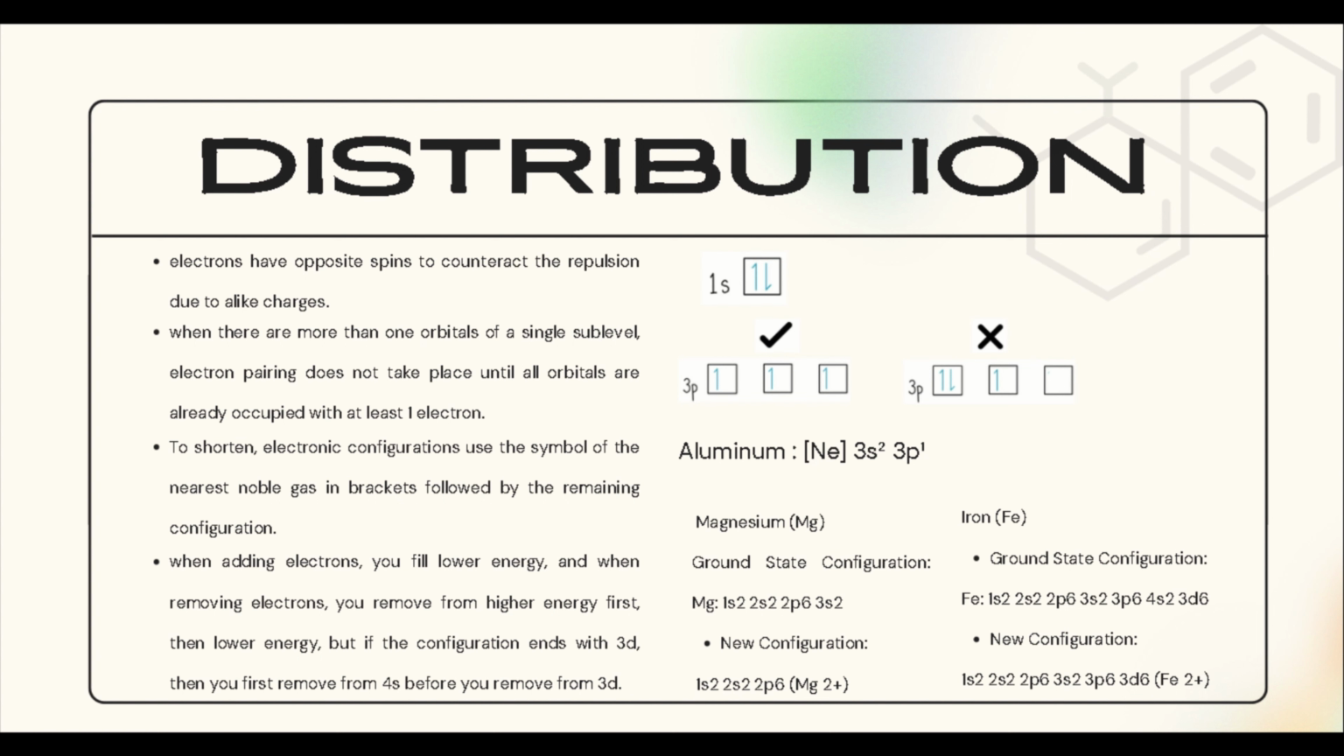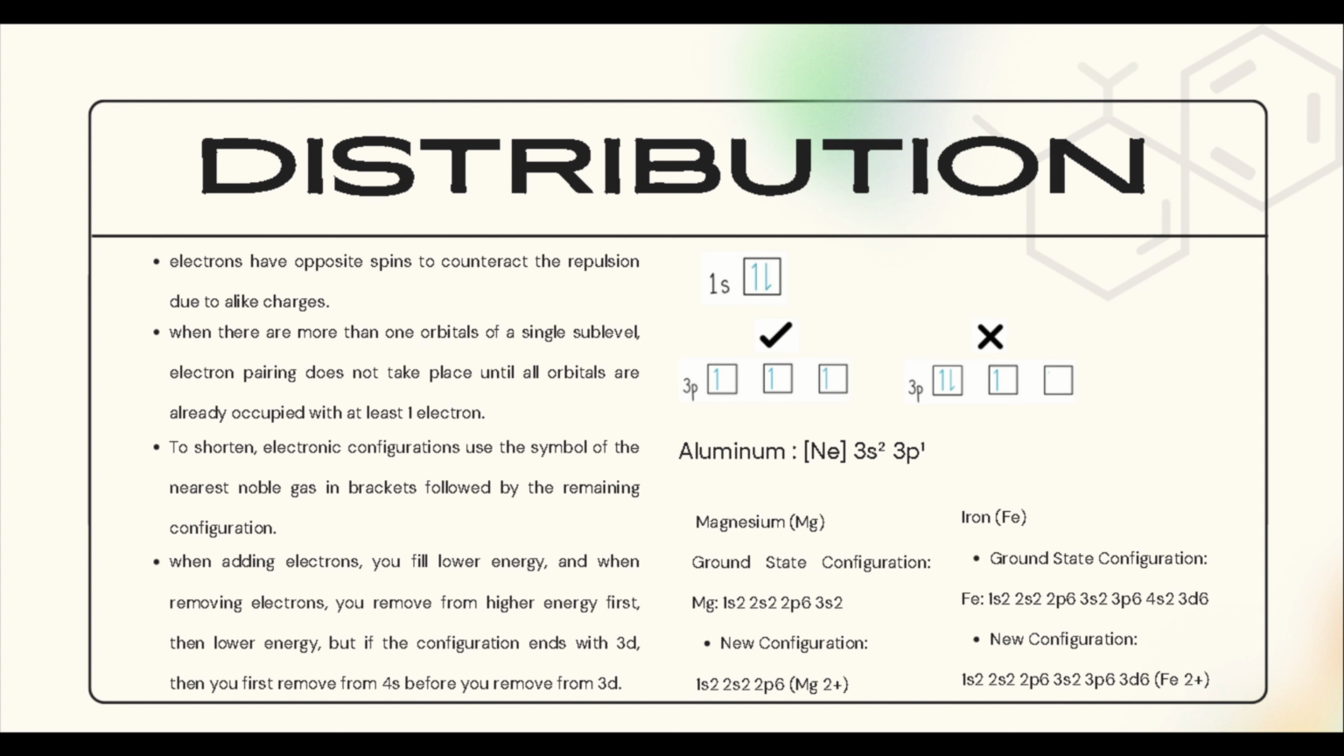To shorten electronic configuration, use the symbol of the nearest noble gas in brackets followed by the remaining configuration. Since if we write the electronic configuration complete, it can be really long, we can shorten it by first writing the closest noble gas to it, which in the case of aluminum is neon. The electrons in neon, we are now going to leave out and continue with the other electrons.